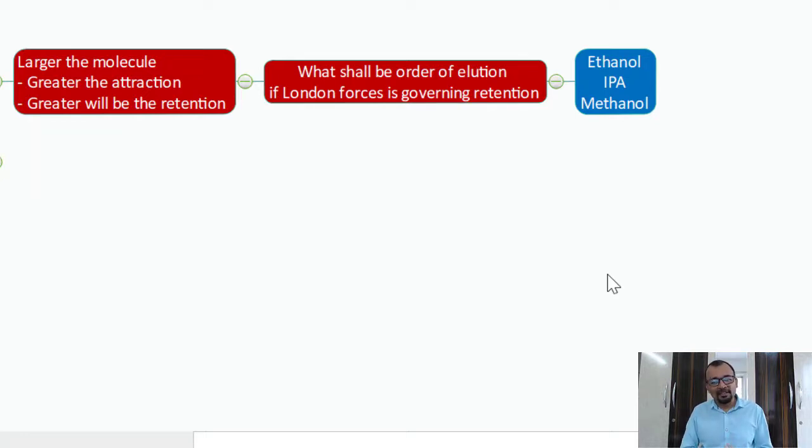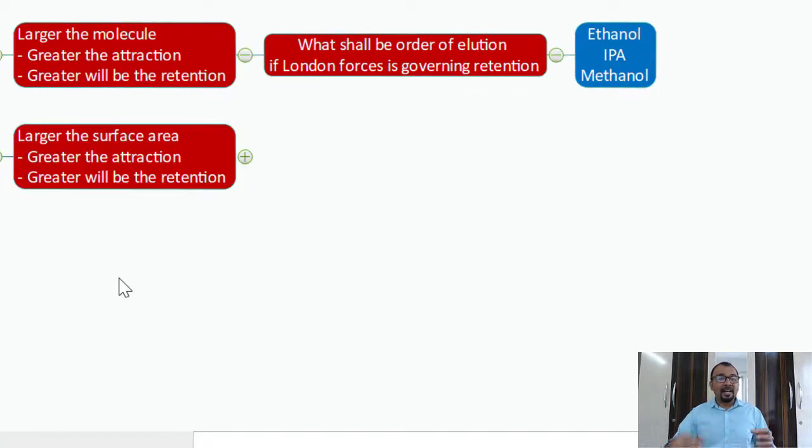The second governing rule is: larger the surface area, greater the attraction, right? The larger the surface area of the molecule, the greater the interaction, and hence the greater the retention. So the molecule which has the bigger surface area will have a good amount of interaction with the stationary phase, and hence it will elute very late because of the more interaction.